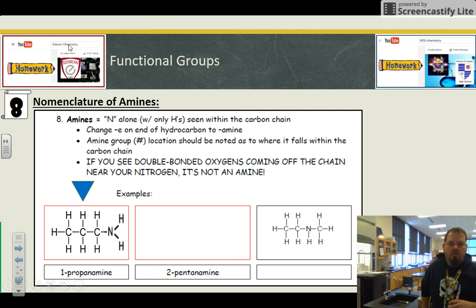Pentanamine. Can I do this one? Okay. Pent, 5 carbons, single bonded with a nitrogen in there somewhere. Where? Second carbon. 1, 2, 3, 4, 5. Second carbon, nitrogen. Fill it up with hydrogen. Done.